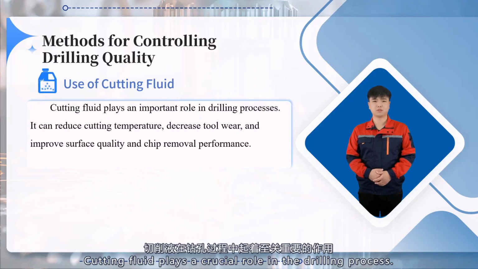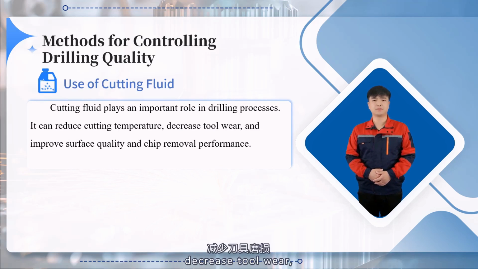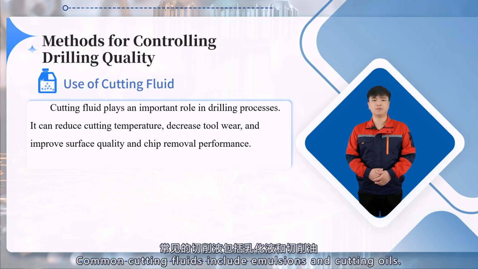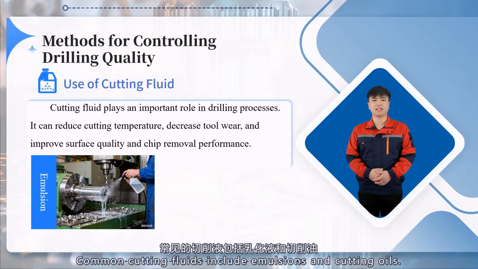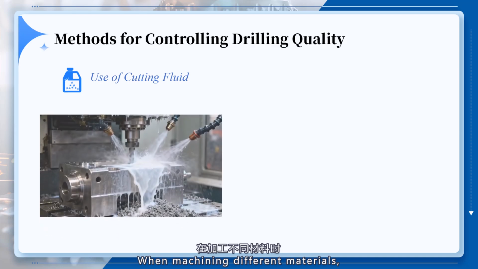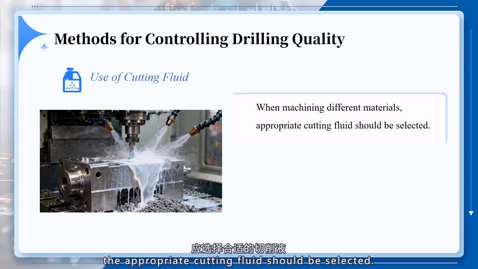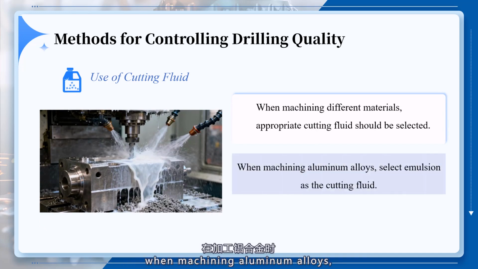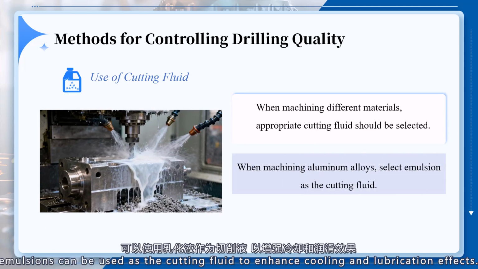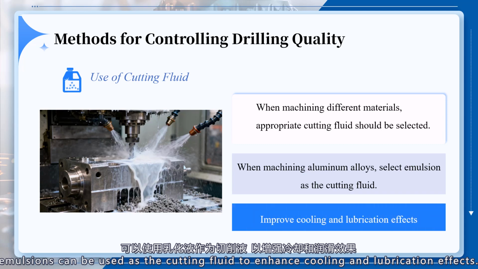Cutting fluid plays a crucial role in the drilling process. It can reduce cutting temperature, decrease tool wear, improve surface quality, and enhance chip removal performance. Common cutting fluids include emulsions and cutting oils. When machining different materials, the appropriate cutting fluid should be selected. For example, when machining aluminum alloys, emulsions can be used as the cutting fluid to enhance cooling and lubrication effects.